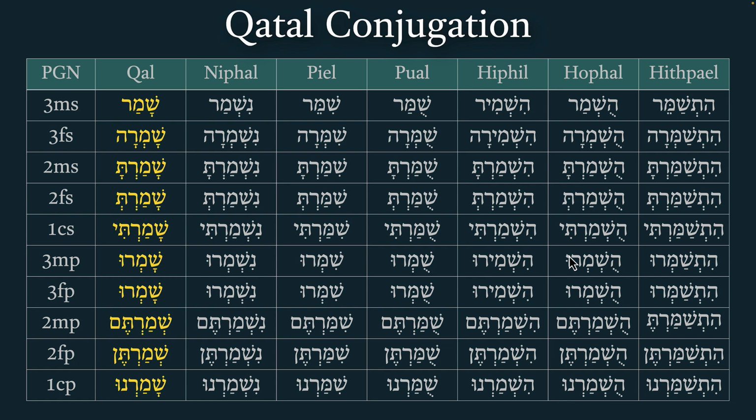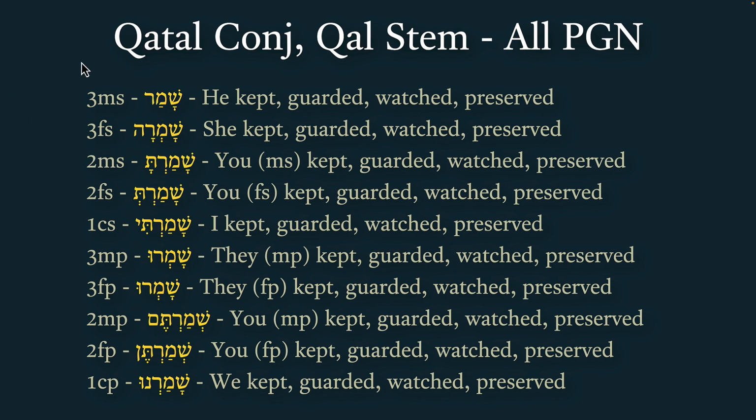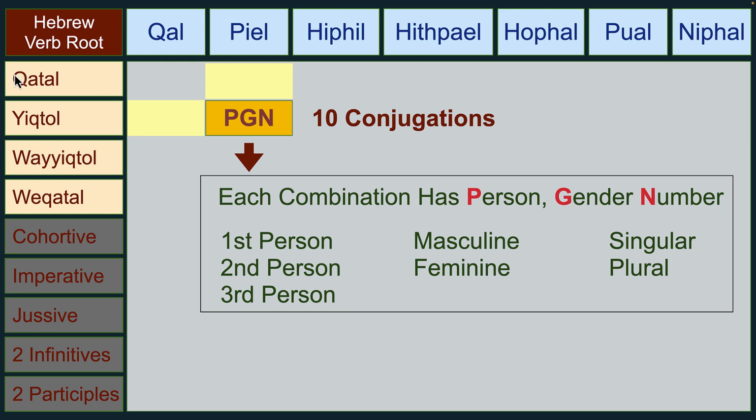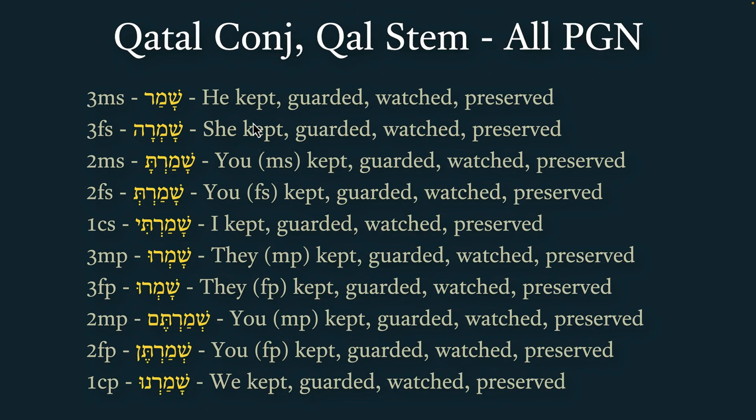Okay, right. Now, the ones that are highlighted, I will give you the meaning. In the Katal conjugation, Kal stem, here I said there are 10 conjugations possible in that intersection because of the person, gender, number. So these are the 10 in the Katal and Kal, all PGN, meaning all person, gender, number. So third person masculine singular, third person feminine singular, second person masculine singular, second person feminine singular, etc. 1 CS is first person common singular, and P is plural.